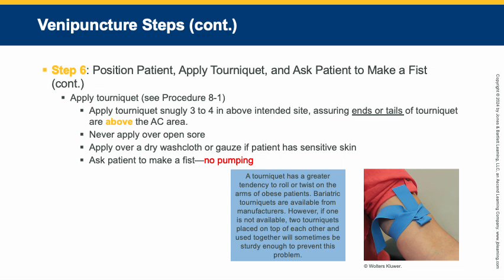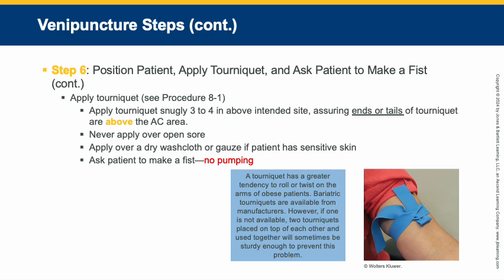Apply the tourniquet snugly, 3 to 4 inches above the intended site, assuring the ends or tails are above the AC area. Remember, they point up. Never apply over an open sore. Apply over a dry washcloth or gauze. If your patient has very sensitive skin, you can put it over a little dry washcloth. Ask the patient to make a fist, but no pumping the fist.